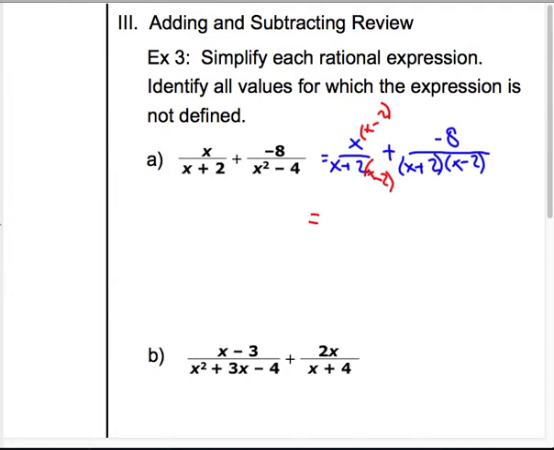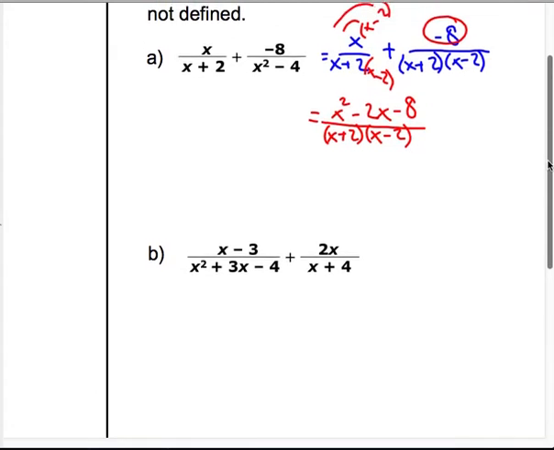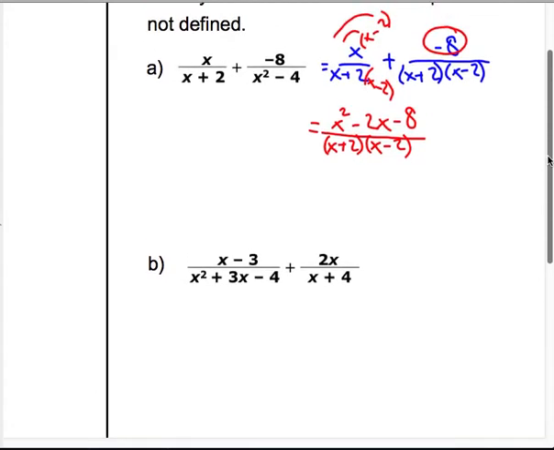So in the numerator, I want to distribute and simplify. So I get x squared from the x times x. And then I get negative 2x. And then minus 8 from my second numerator. Now remember, when you add and subtract fractions, you leave the denominator alone. I'm going to leave it in factored form, just in case I can factor my numerator and simplify this out at all. I'll distribute it later if it turns out I can't factor my numerator.